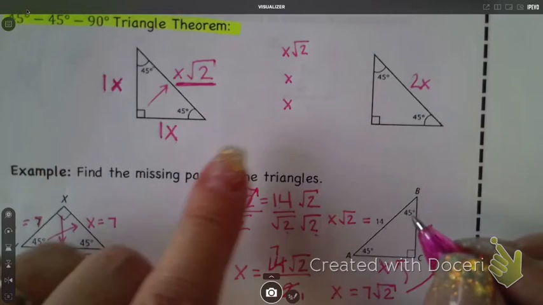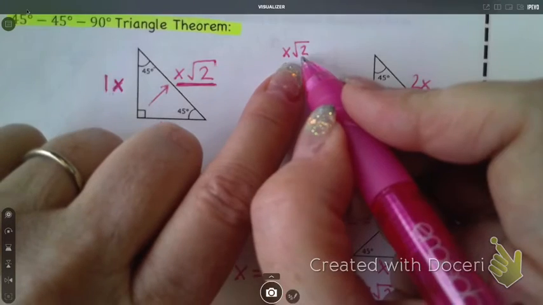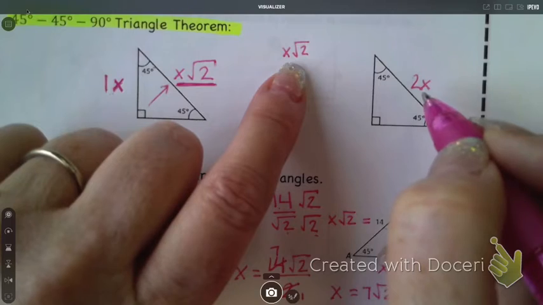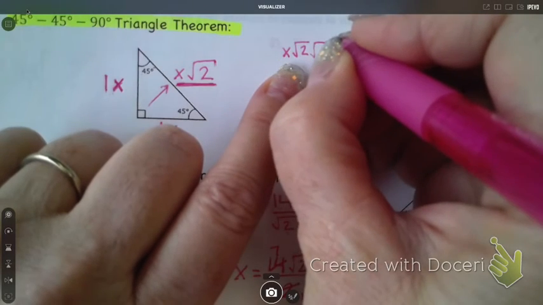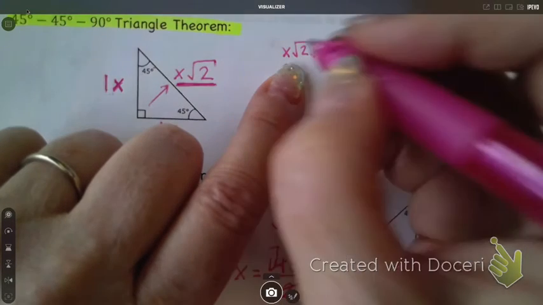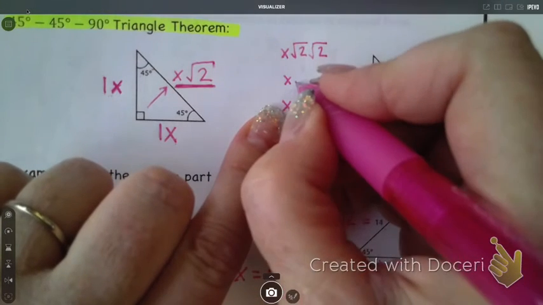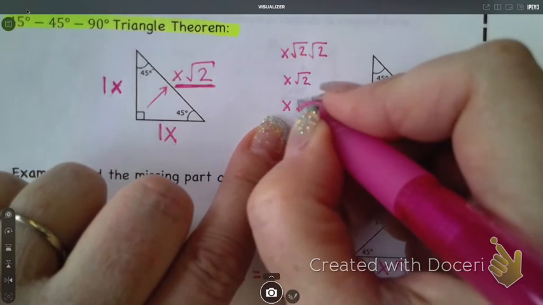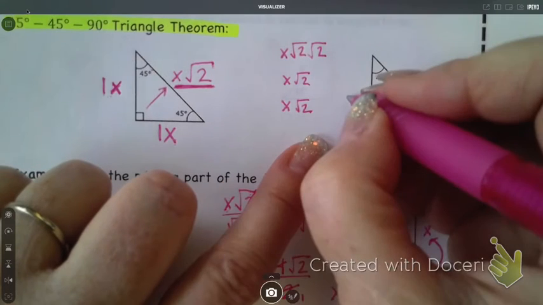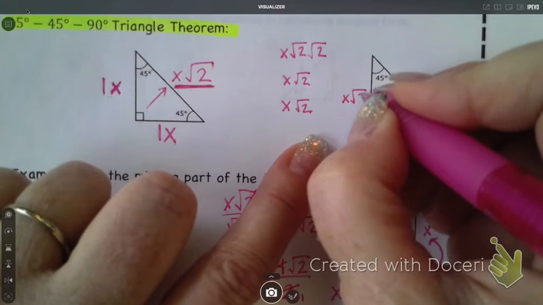So what would I multiply the square root of 2 by just to get 2? Square root of 2, wouldn't I? Yeah, because the square root of 2 times the square root of 2 is what? 2. But then I have to do here and here. Yep. So I also could use this ratio, correct?